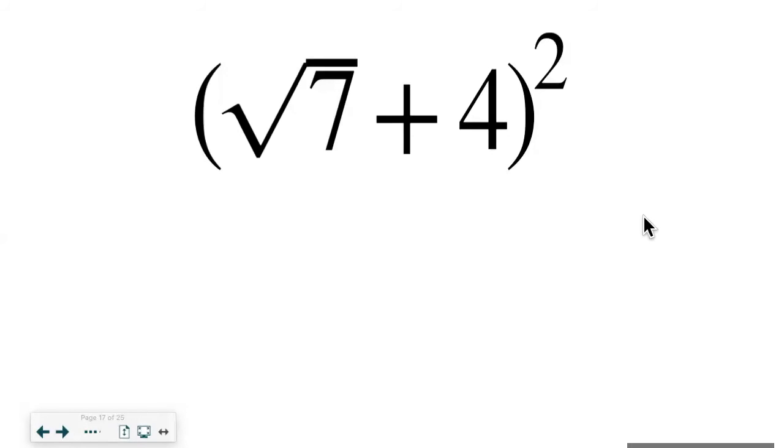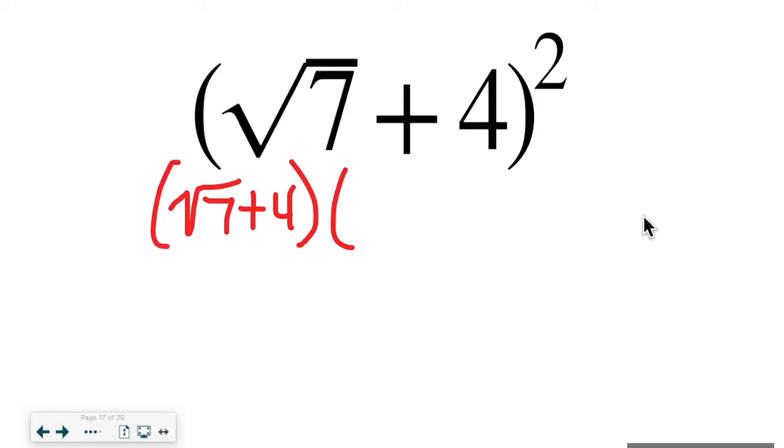Let's think back on when we were multiplying binomials. There was a pattern that we saw when we squared a binomial, and that's what this is. But let's go ahead and write it out and then see if you remember what that pattern was. So it would be the square root of 7 plus 4 times the square root of 7 plus 4.